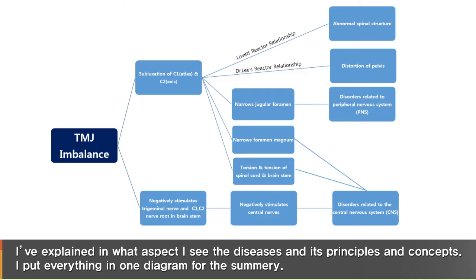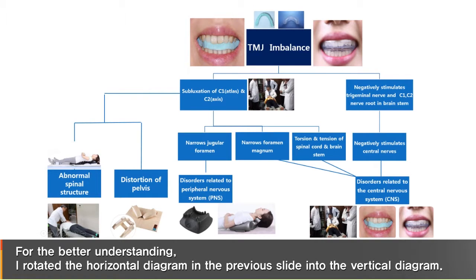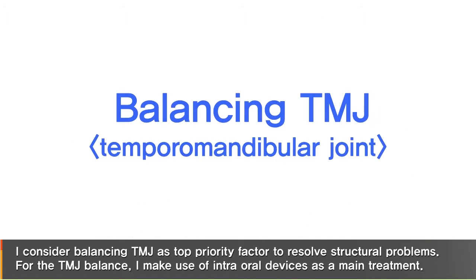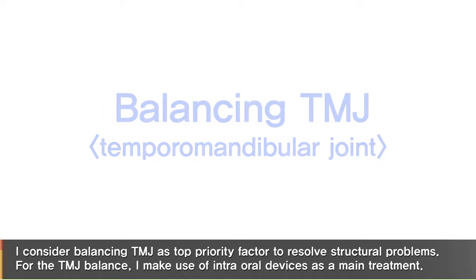I put everything in one diagram for the summary. For better understanding, I rotated the horizontal diagram in the previous slide into a vertical diagram. The treatment applied to the higher rank can be the treatment in the lower rank. In the lower rank, more specific therapies are applied. I consider balancing the TMJ as the top priority factor to resolve structural problems.